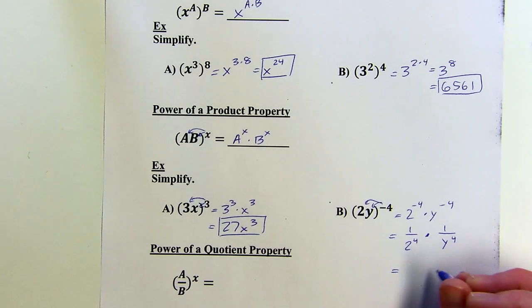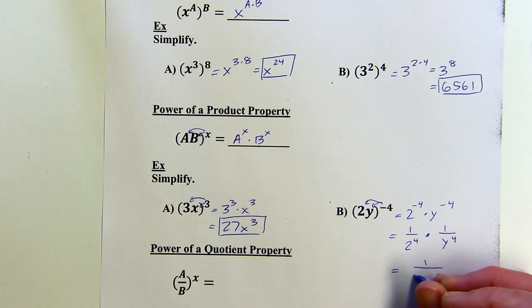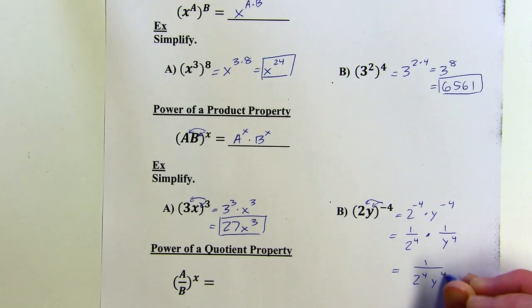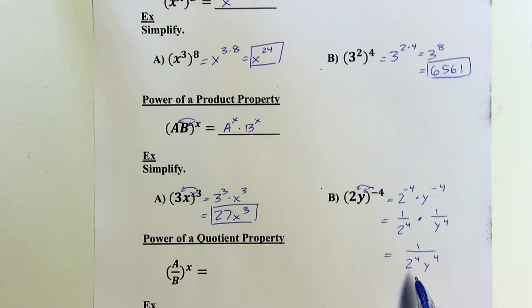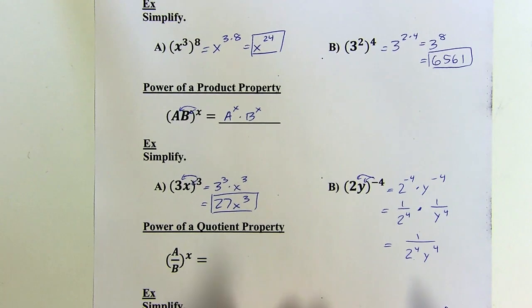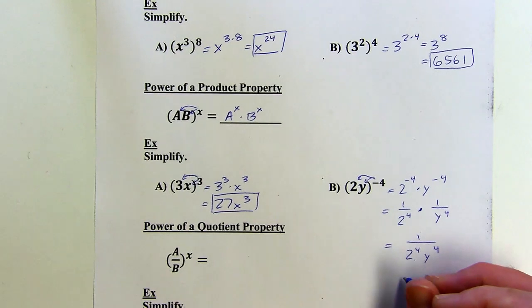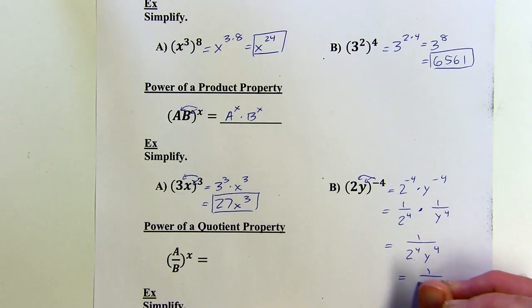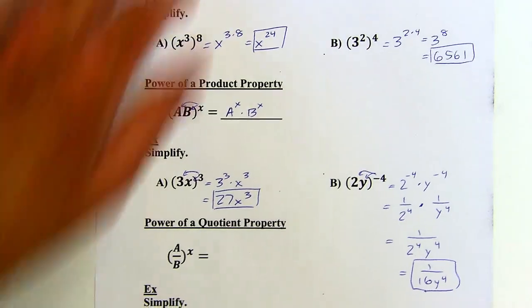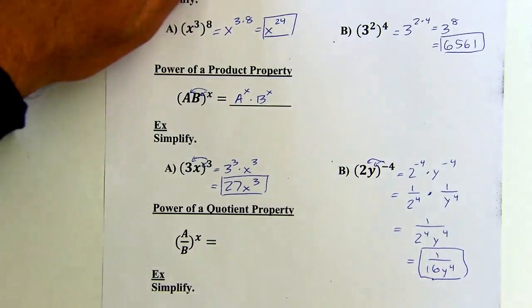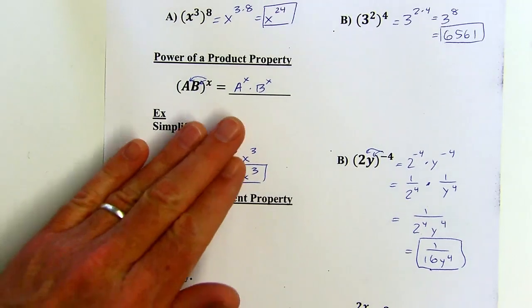And then when we multiply straight across, we're going to get 1 over 2 to the 4th, y to the 4th. And 2 to the 4th, let's think about that. 2 to the 2nd is going to be 4. So we're going to have 4 times 4. That's 2 times 2 times 2 times 2, which is 4 times 4. So that's going to be 16y to the 4th when you multiply that out. Okay? That was the power of a product property. Product is when we're multiplying.